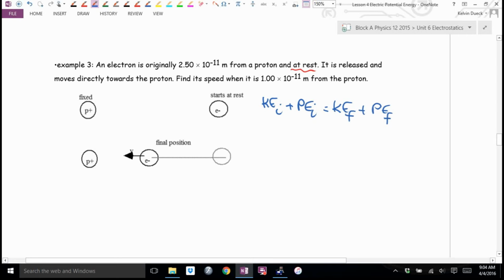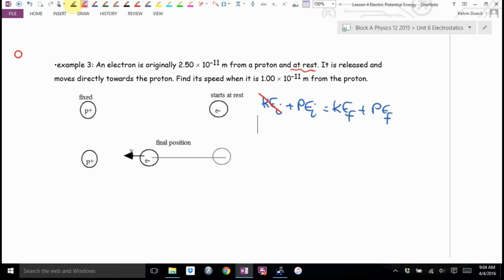Are any of these 0? Are we starting or ending at rest? Yay! Are we starting out at infinity? No. If we were, one of the energies would be 0. I think initial. Okay.